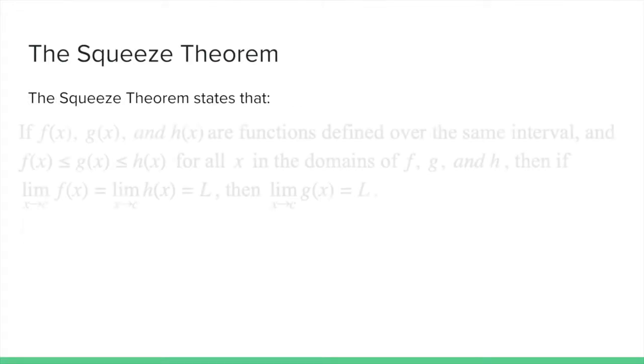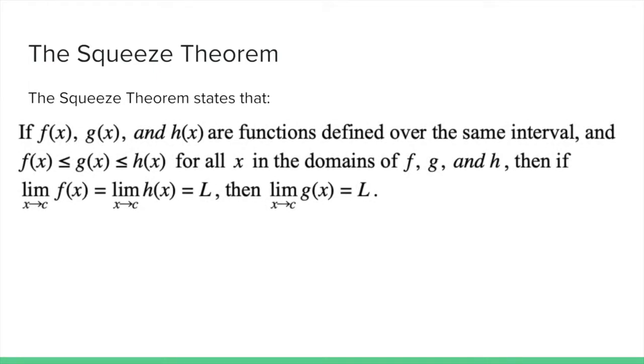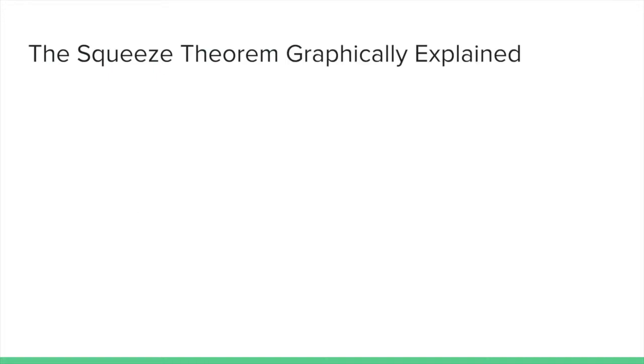The squeeze theorem states that if f of x, g of x, and h of x are functions defined over the same interval, and f of x is always less than or equal to g of x, which is always less than or equal to h of x for all x in the domains of f, g, and h. If the limit as x approaches c of f of x is equal to the limit as x approaches c of h of x, which is equal to L, then the limit as x approaches c of g of x is also equal to L. So what does this mean?